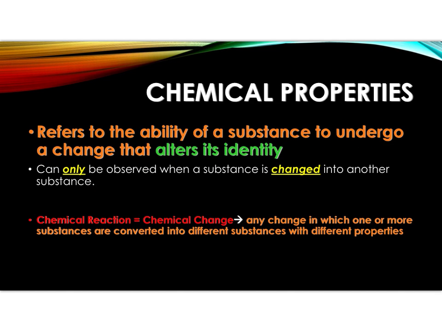Now we're moving over to the right side of your T-chart for chemical properties. Chemical properties refer to the ability of a substance to undergo a change that alters its identity. In other words, chemical properties can only be observed when a substance is changed into another substance. A chemical reaction is a chemical change where I'm taking one type of matter and rearranging it and forming a new or different type of matter. Any change in which one or more substances are converted into different substances with different properties is a chemical change. Ensure that you have this definition written down under chemical properties.